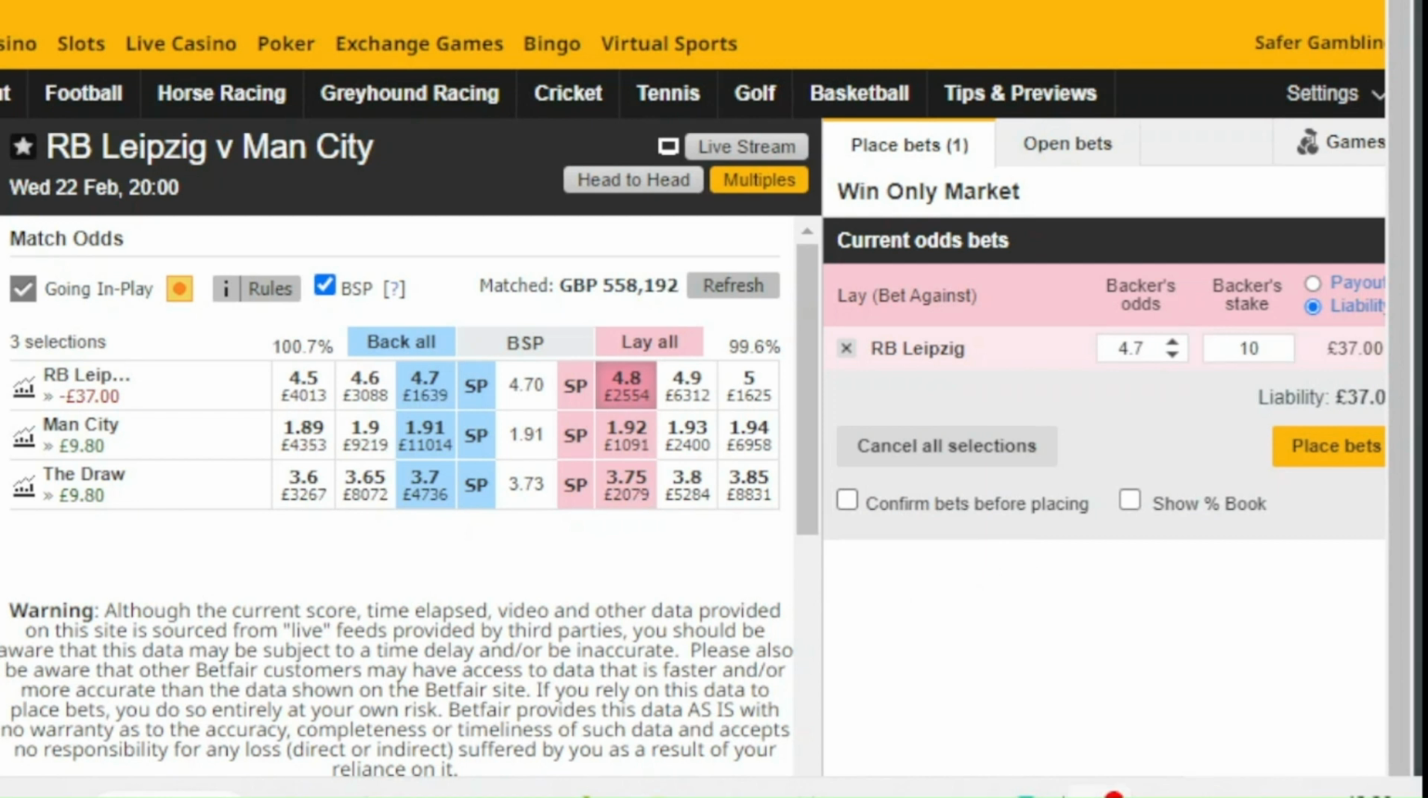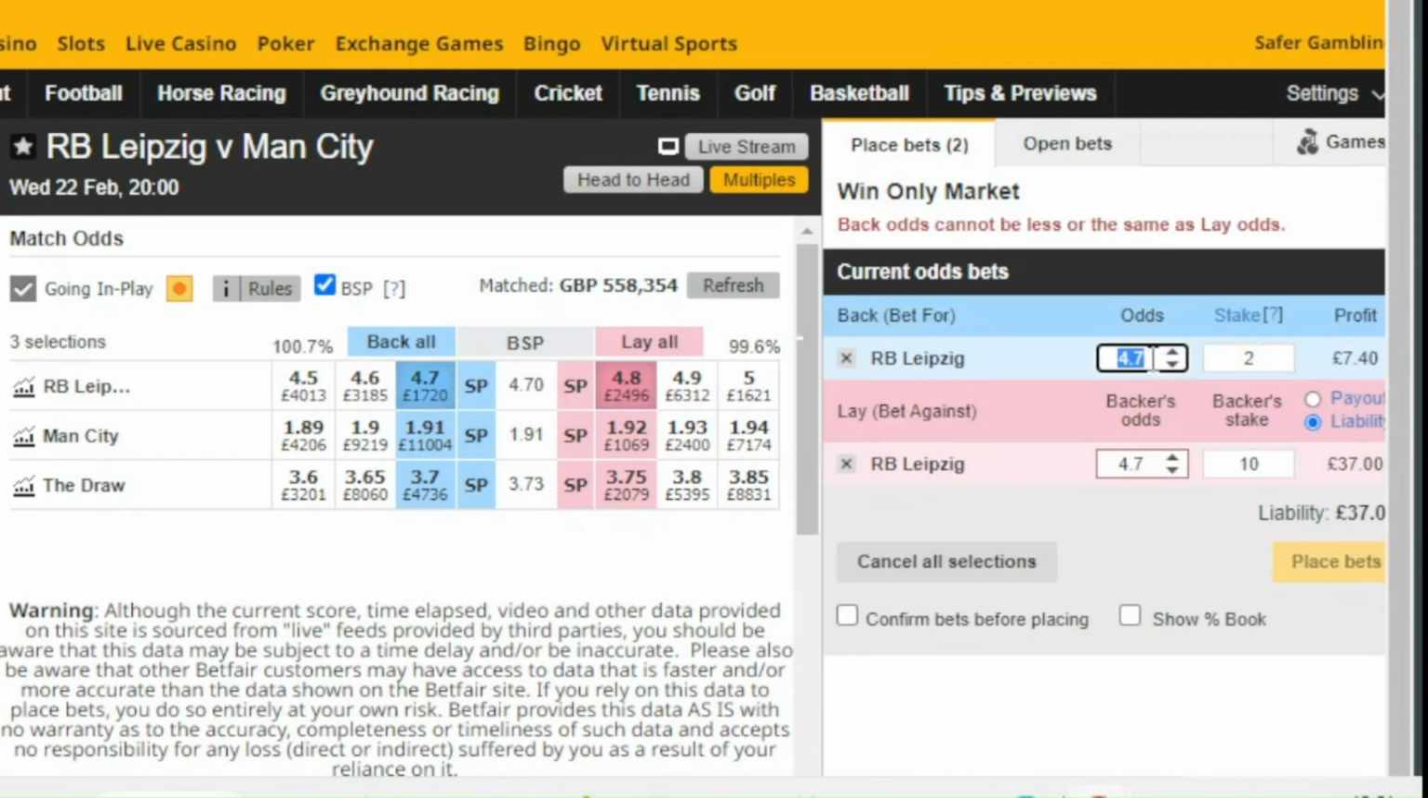Now immediately our liability is £37, but that's only if Leipzig go on and win the match. And we're not intending to keep that liability in there for very long, because we are planning on trading. And sure enough, Leipzig do continue to struggle for 15-20 minutes, and we have to visualize that their price is drifting, and let's say it just drifts out to 5.1.